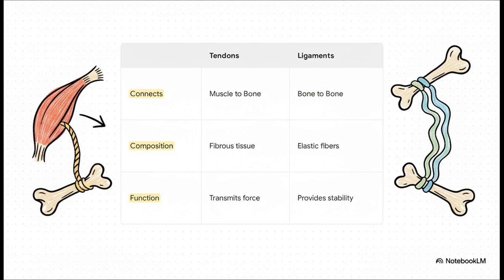Tendons connect muscle to bone. Think M to B. They're tough and fibrous to transmit the force from your muscles. Ligaments, on the other hand, connect bone to bone. They're more elastic, and their job is to keep your joints stable.